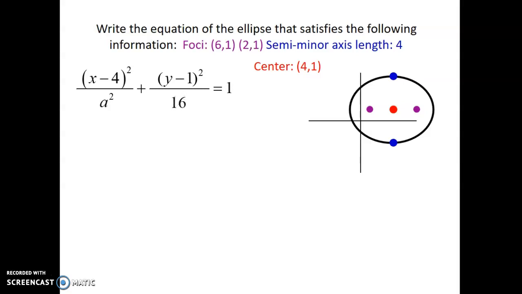We need to find out what a squared is. So our c term is going to be 2. The b value is 4. You put those values into our equation for the focal distance and solve for a squared. We're going to replace a squared with 20. There's no need to square root it to find out what a is because we don't really care. We're looking for the equation, not for the graph. And that is your answer.